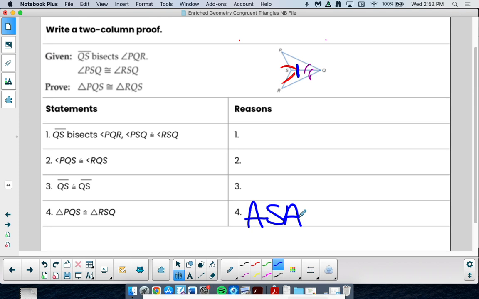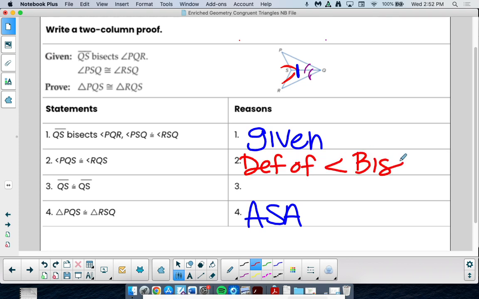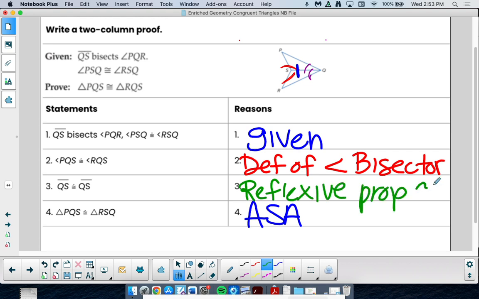So now let's go through and fill out our proof. We know the first parts are givens. Now why is angle PQS congruent to angle RQS? That's our definition of an angle bisector. QS is congruent to QS. Well, that's our favorite property, the reflexive property. And there we go, we're done. We figured it out.